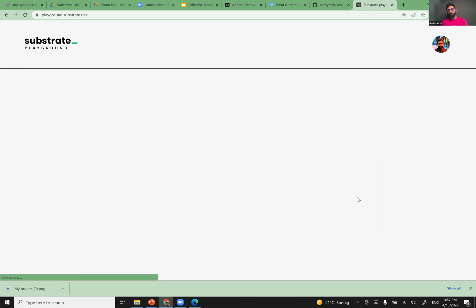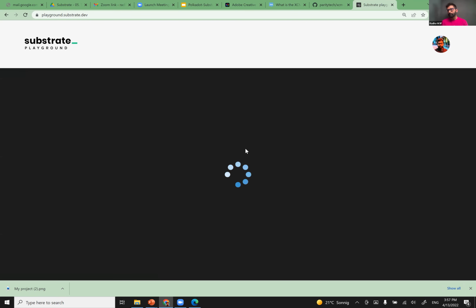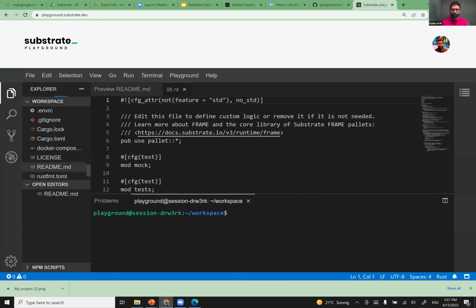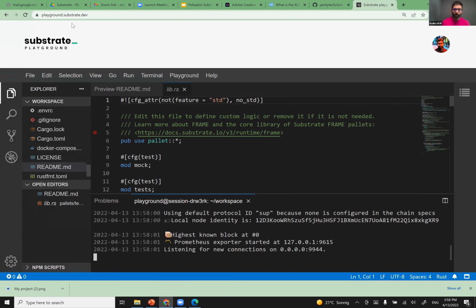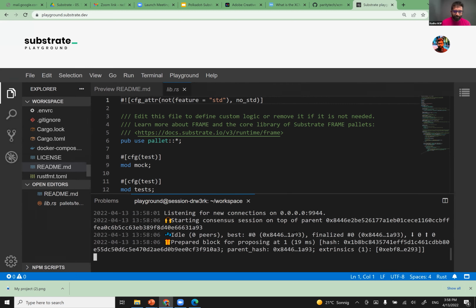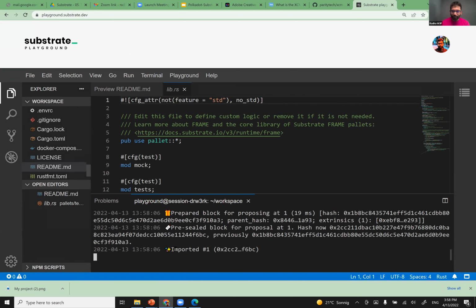So basically you have a Substrate node template that I've shown earlier. You can actually compile that on your local machine. Or if you want to get a look and feel of what it exactly is and its code, you could go to the playground and see it in action. Okay, so right now it initiated the blockchain. It looks like it imported the first block, and you'll see this happening every 6 seconds.